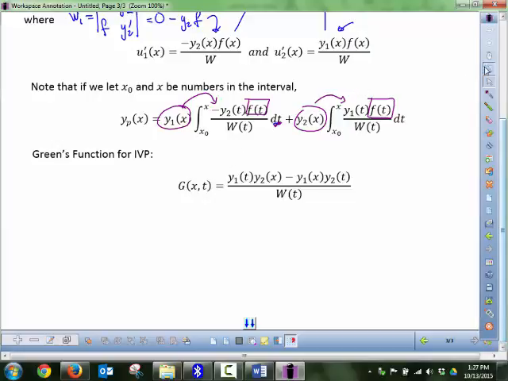So finally, we can rewrite the y sub p, instead of rewriting it as this long integral, we can write it a little bit more compact.